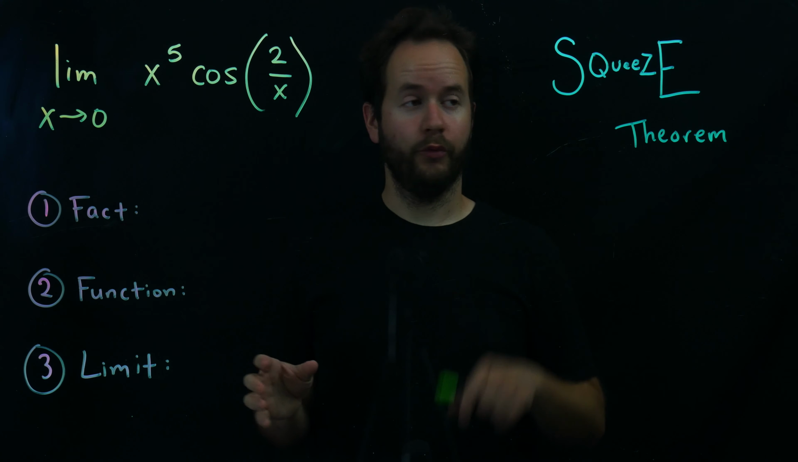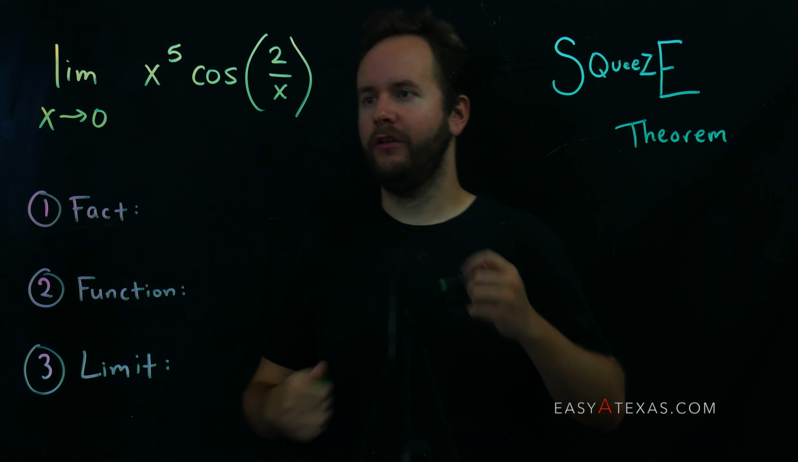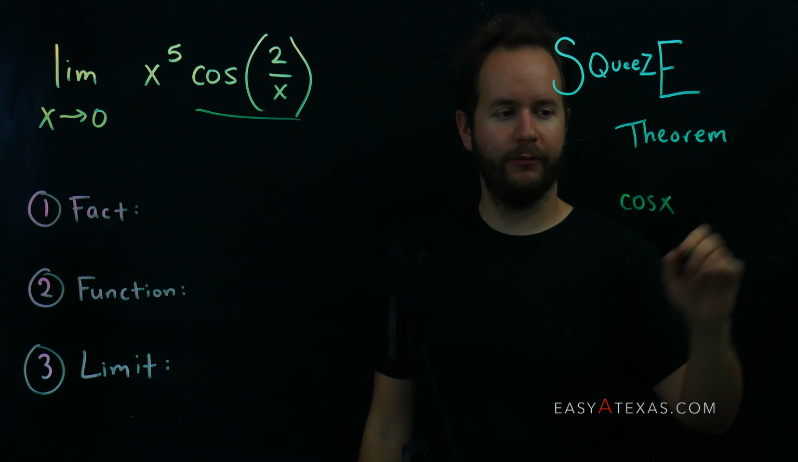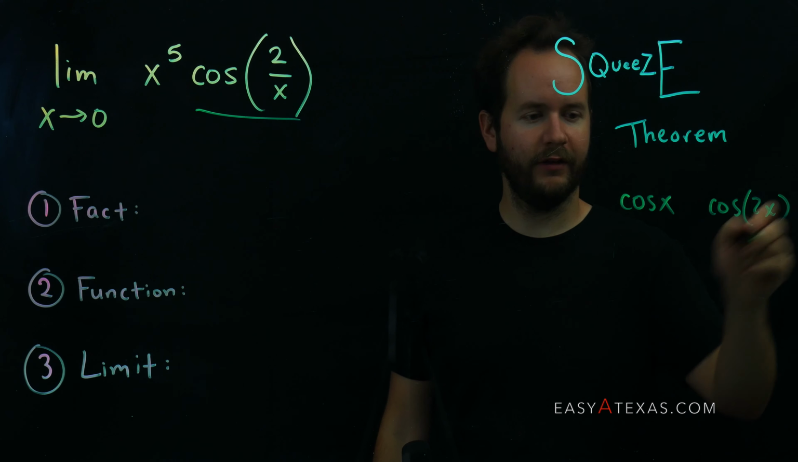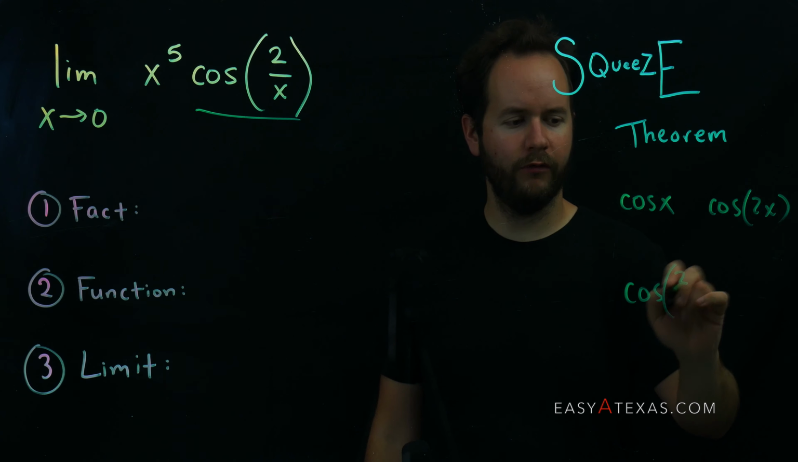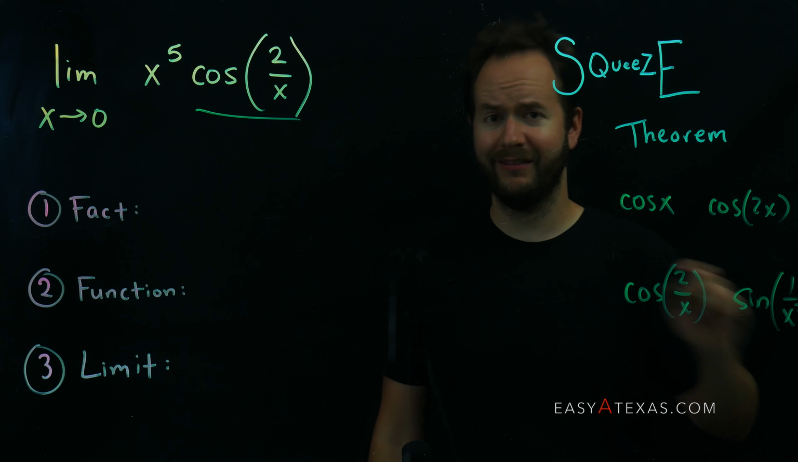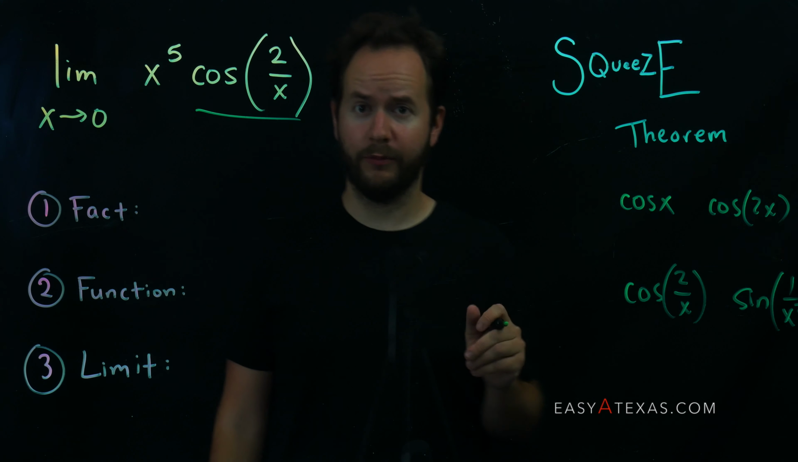This limit needs to be tackled with the squeeze theorem. Now what clues me into the squeeze theorem? It's this cosine of 2 over x term. Normally we see nice pretty cosine terms like cosine of x or cosine of 2x. But anytime I see cosine of 2 over x or even sine of 1 over x squared, something funky with an x in the denominator, that clues me in that squeeze theorem is probably going to be used here.